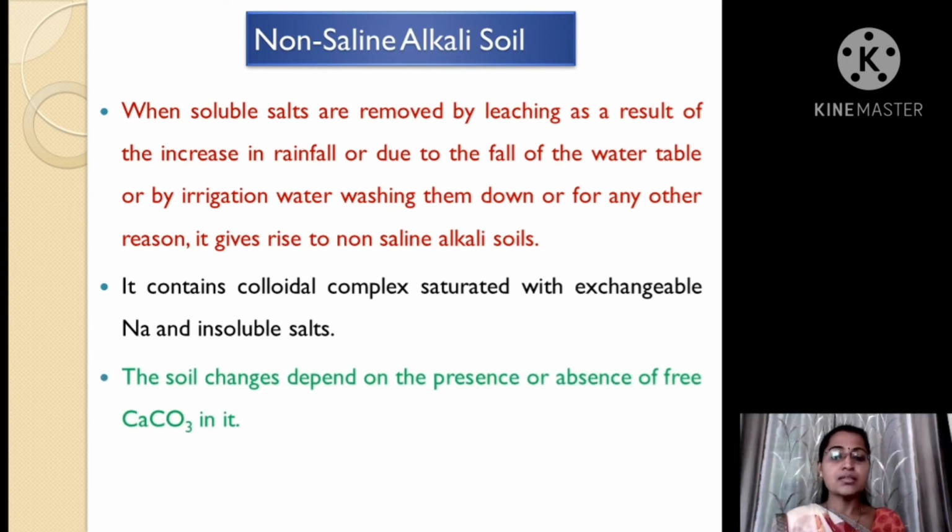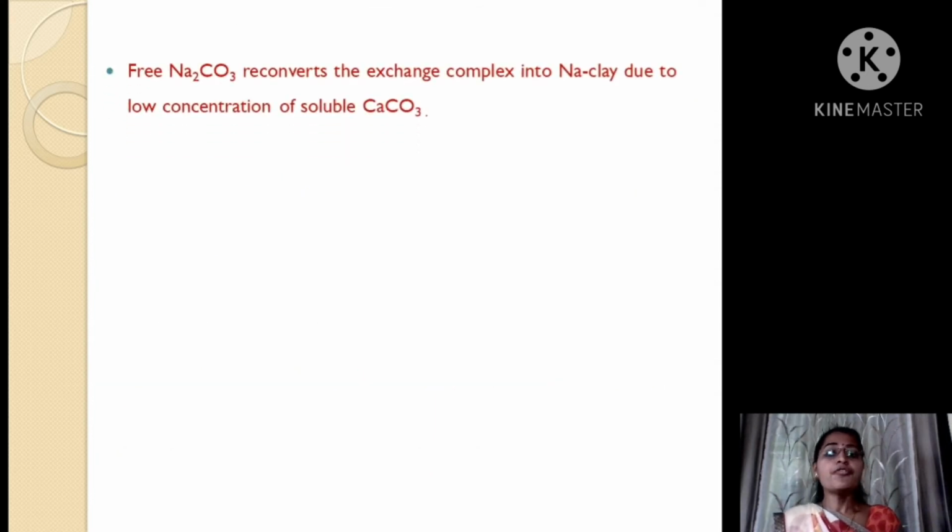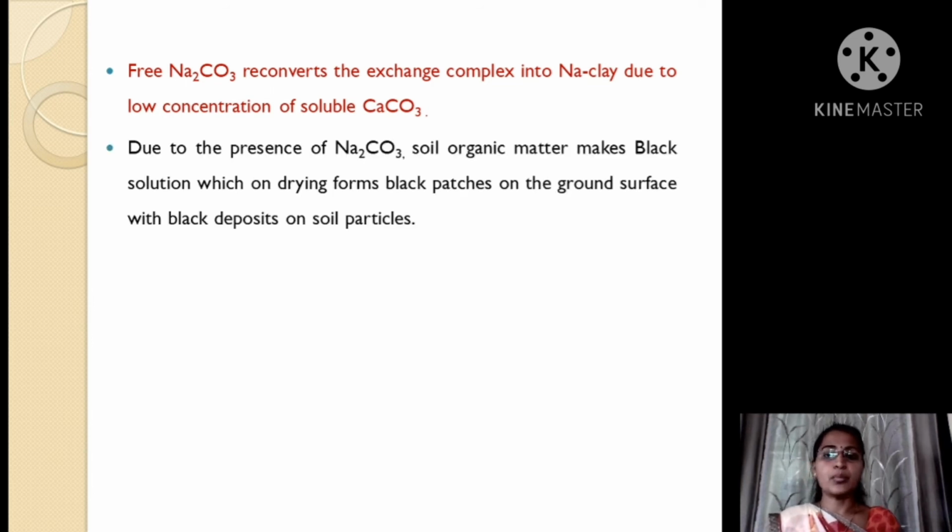The soil changes depend on the presence or absence of free calcium carbonate in it. How does the reaction take place? Sodium clay on treatment with calcium carbonate shows a cation exchange reaction and we get a calcium clay with the removal of sodium carbonate. Free sodium carbonate reconverts the exchange complex into sodium clay due to low concentration of soluble calcium carbonate.